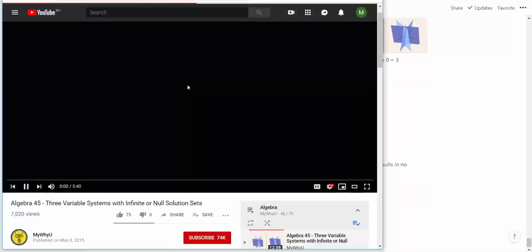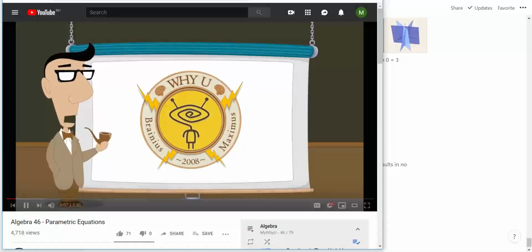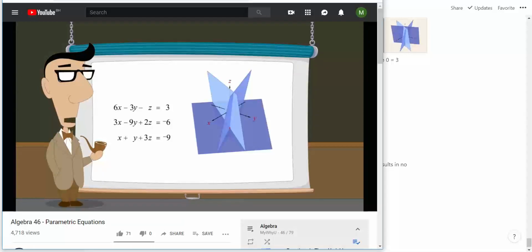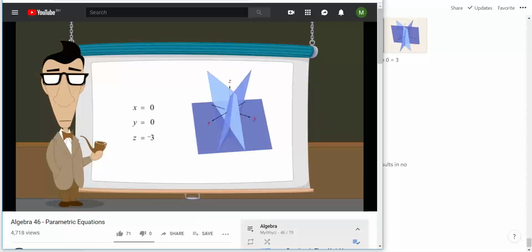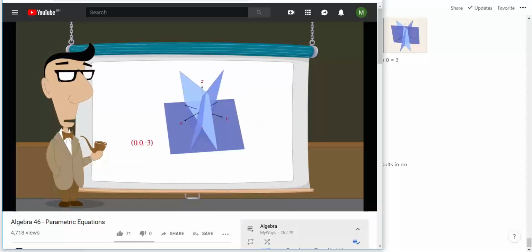parametric equations. So far, we have seen how to describe a single unique solution in a system of three linear equations in three variables. We can describe the solution either by using three equations or represent it as an ordered triple, which gives us the values of the x, y, and z coordinates of the solution point.